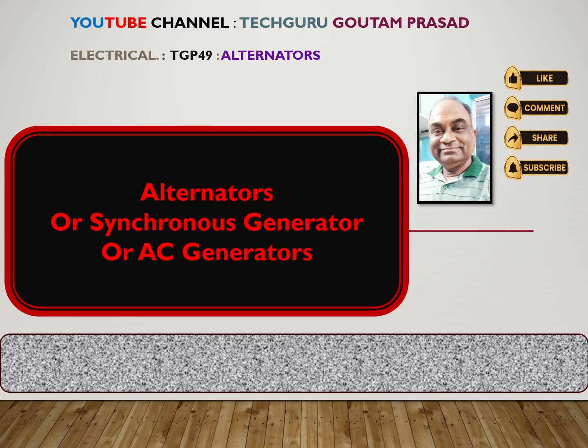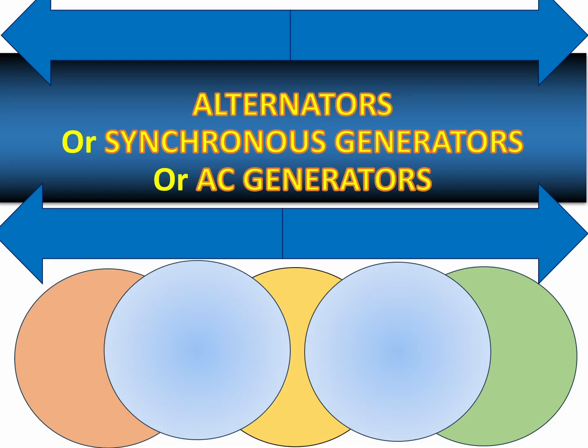This video is on alternators, that is also called synchronous generator or AC generators. Whatever it is said, it is used for the generation of electricity. So let's proceed, my friend, and explore all these three things that are known by the same name. Alternators, synchronous generators or AC generators is the name of the same equipment.